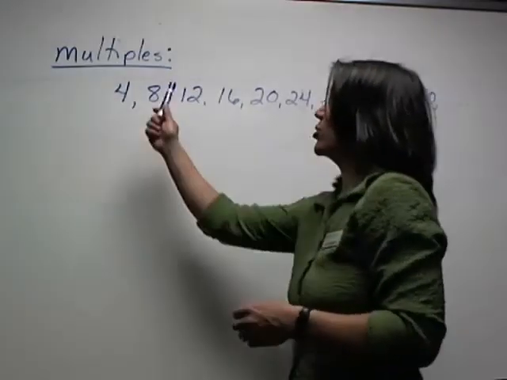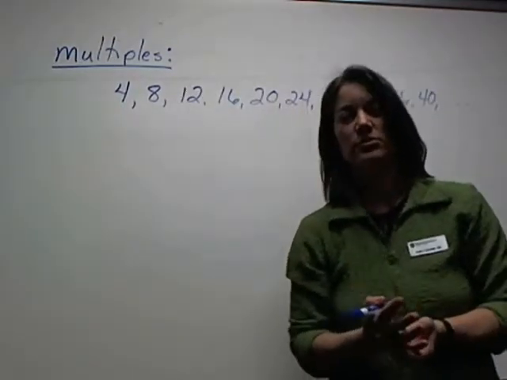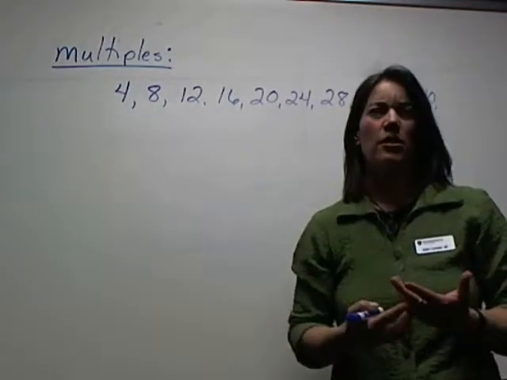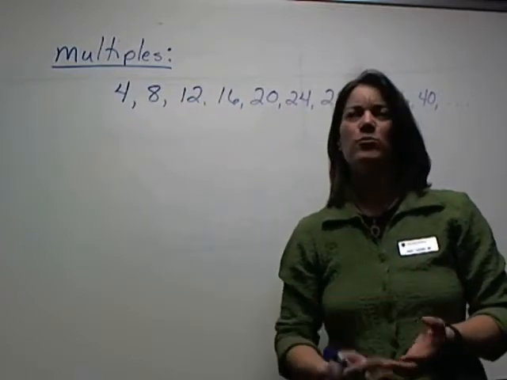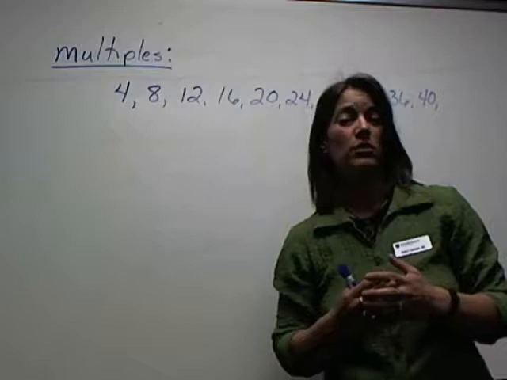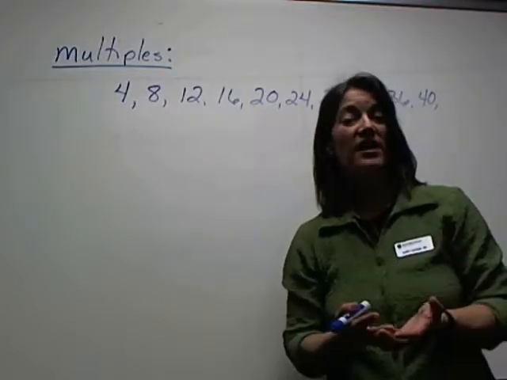The first thing that we're going to go through are multiples. When we learned our multiplication tables, we were learning multiples. We first learned how to count by 2. Well, when we were counting by 2s, we were learning the multiples of 2. When we were counting by 5s, we were learning the multiples of 5.